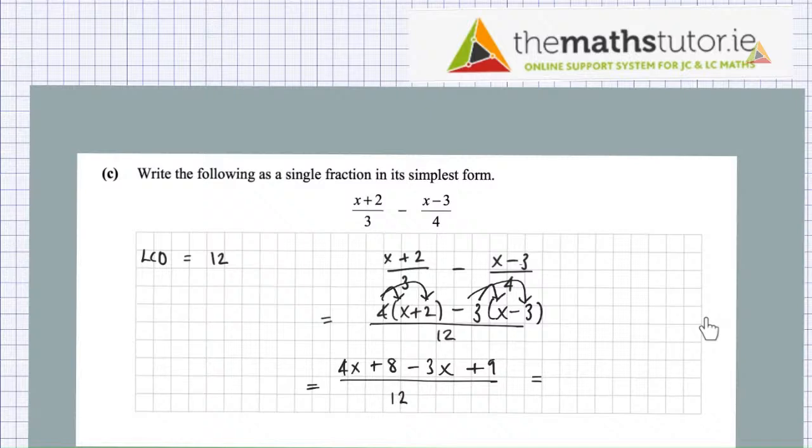So let's put the x's together. So 4x minus 3x and the numbers together. So plus 8 plus 9, all over 12. So then 4x minus 3x is x, or 1x, and 8 plus 9 is 17. So x plus 17 over 12, and that's the answer to that question.